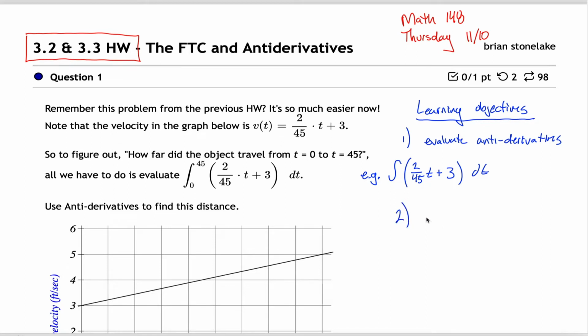The second of the learning objectives is to apply the fundamental theorem of calculus. What the fundamental theorem of calculus says is that when you're trying to evaluate definite integrals, so not just antiderivatives like we see up here, but definite integrals, where you have numbers in place here for your bounds, all you have to do is take the antiderivative of this function and evaluate it at the upper bound, and then subtract the antiderivative of this function evaluated at the lower bound.